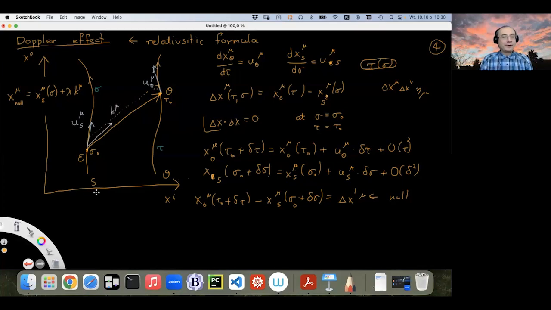So there's an external frame. I would call it, let's say, P, and everything is written in this external frame. In this external frame, I've got the equation for the world line of the source. I've got the equation of the world line for the observer. The equation is simply x o mu of tau. That's the world line of the observer in this frame P, and x s mu of sigma.